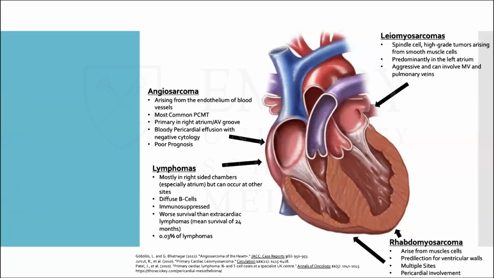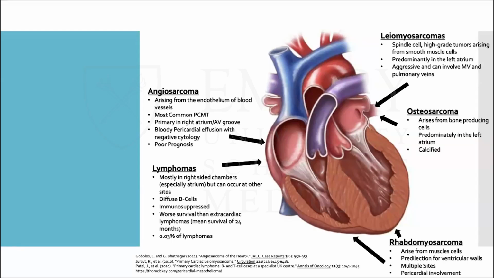Rhabdomyosarcomas are sarcomas that arise from the striated muscles, from the muscle cells of the heart, and they can occur anywhere in the heart. And so they could occur in the ventricles, the right ventricle, left ventricle, and they can grow into the cavity itself, causing obstruction symptoms. And they can also involve the pericardium.